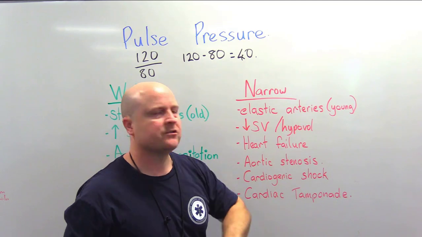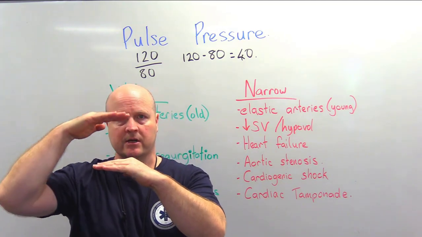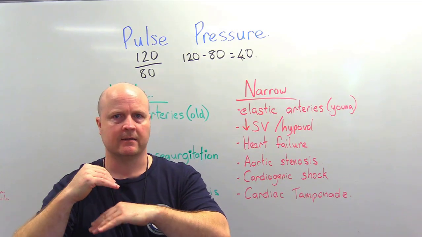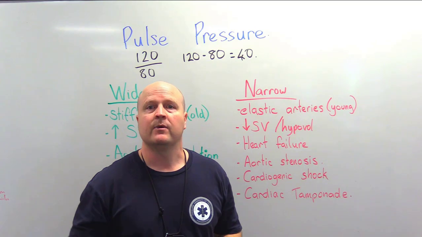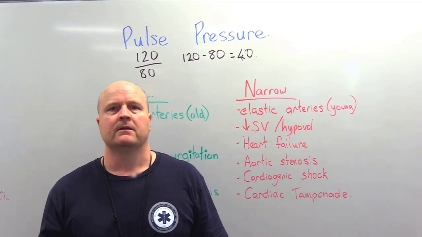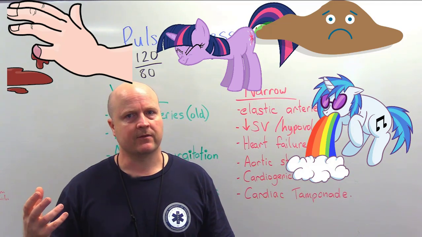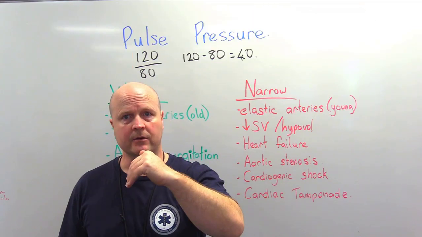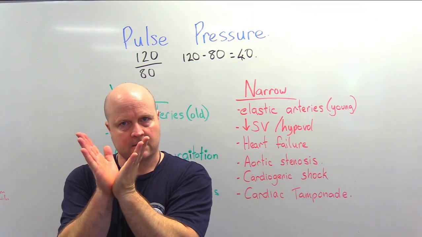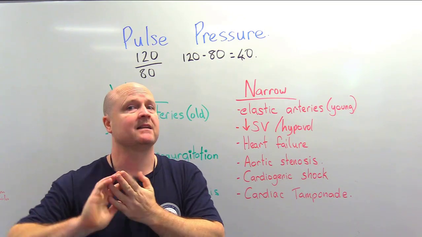If we have decreased stroke volume, that is going to lower our systolic blood pressure and bring it closer to our diastolic. So an example of this would be hypovolemia if we have decreased blood volume. So either through bleeding or through dehydration. Less blood volume means less blood returning to the heart, less preload, therefore less systolic pressure when the ventricles contract because there's less blood to eject out.